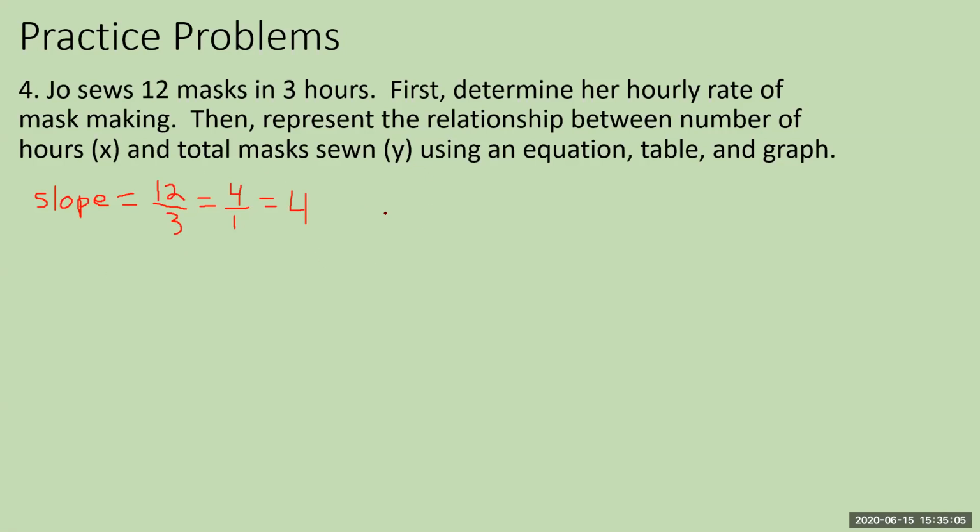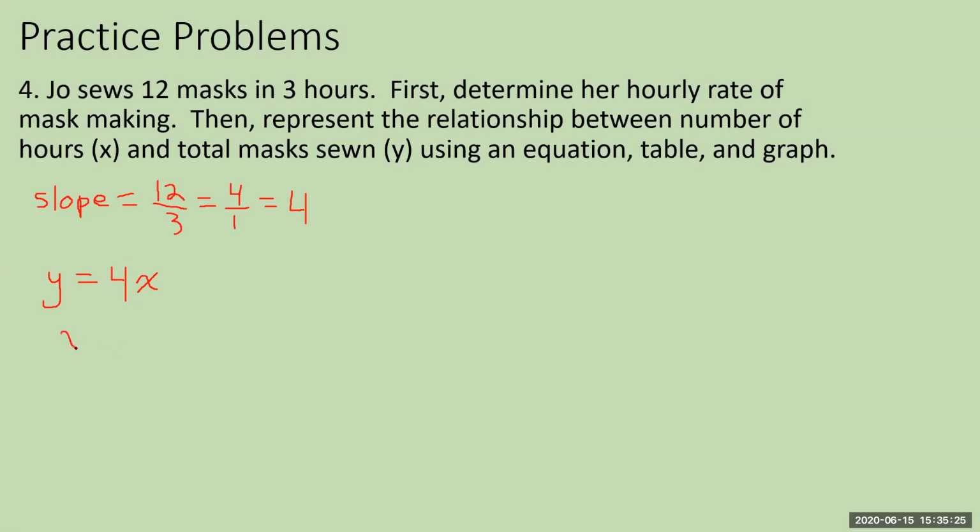All right, so we figured out her hourly rate. Next up, let's do an equation. So y is total masks sewn. That's going to be equal to her hourly rate of 4 masks per hour times the number of hours that she works. That's our equation.